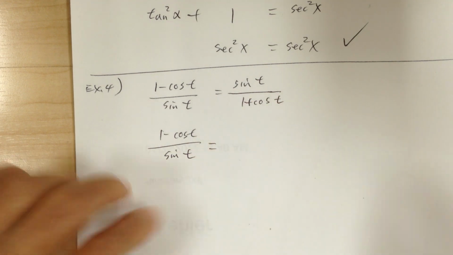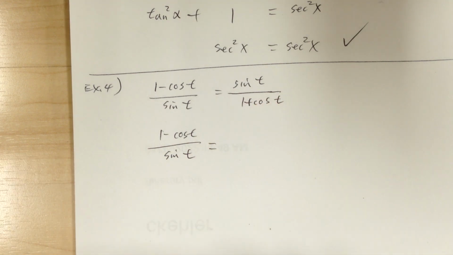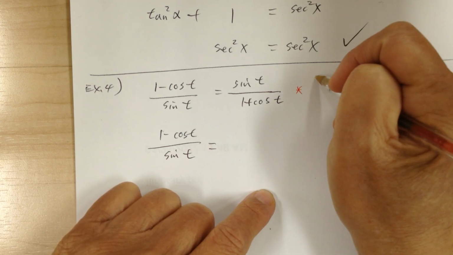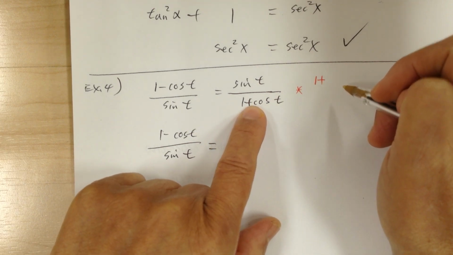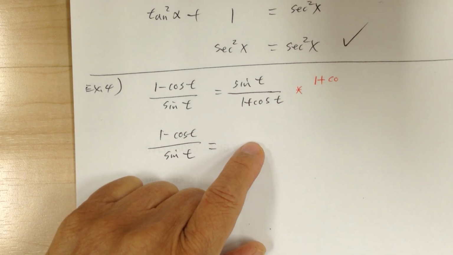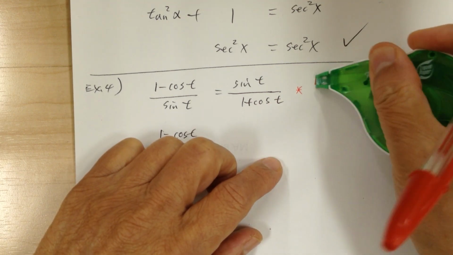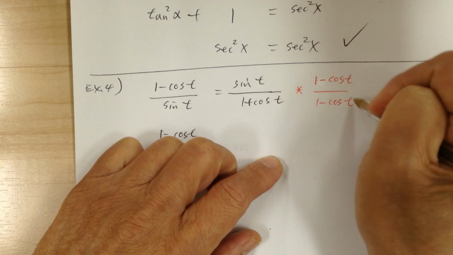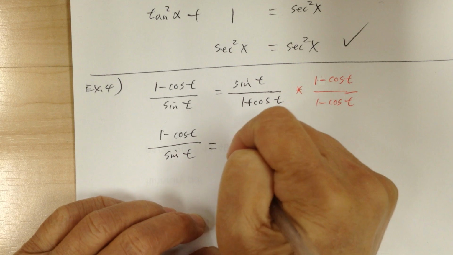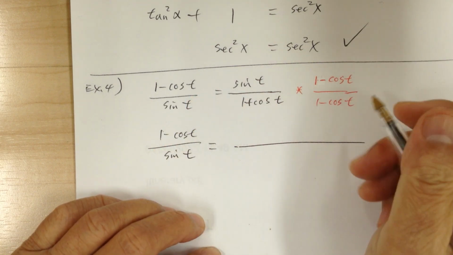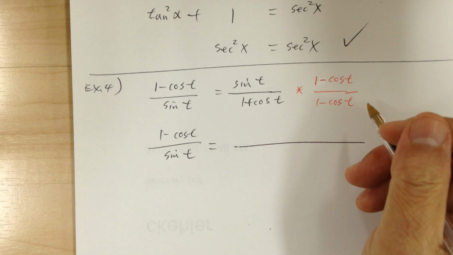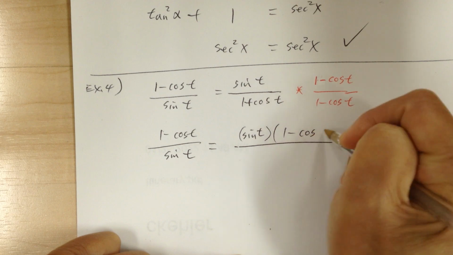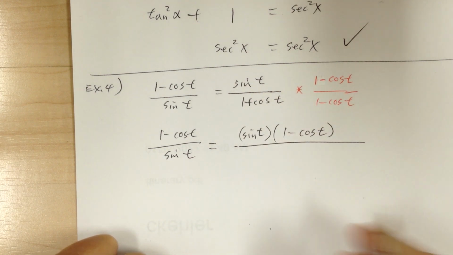Okay. Now, to simplify this, you want to multiply by the conjugate. So what you want to do is multiply by 1. Again, when you have this kind of situation, you want to multiply by the conjugate. So the conjugate would be minus: 1 minus cosine t over 1 minus cosine t. Now on the top again, don't distribute. Just hold off for now. So you've got sine t times (1 minus cosine t). Leave it for now.